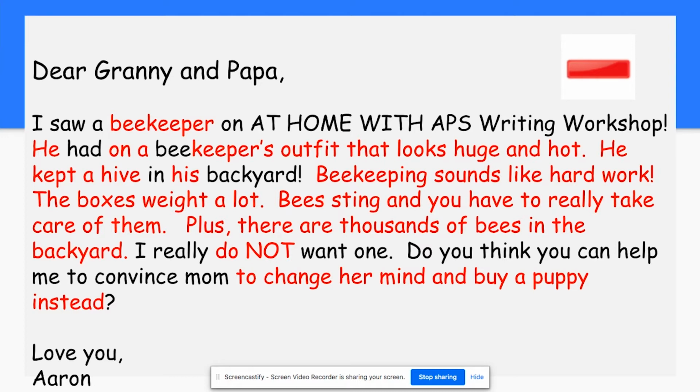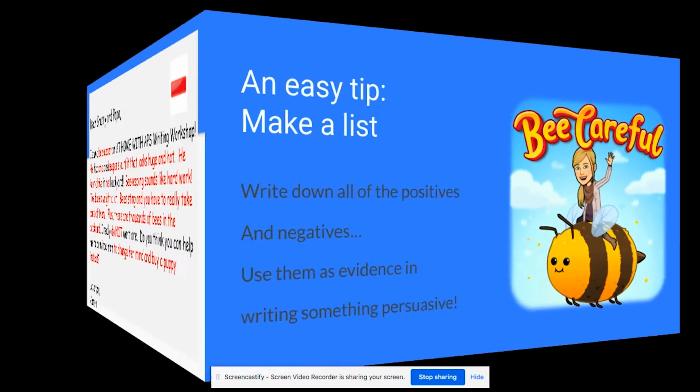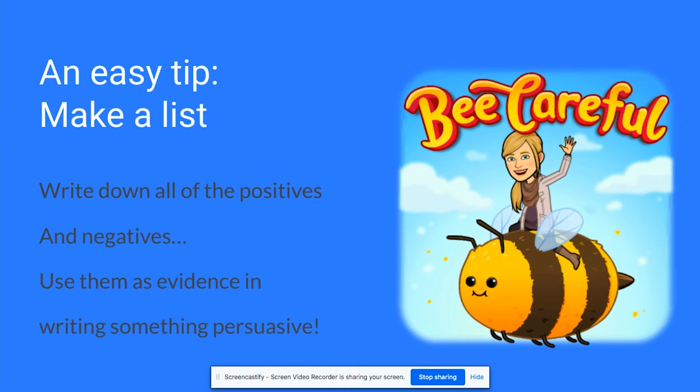Now, not only is this negative, I also saw a spelling mistake. Did you? Now, be careful. An easy tip is to always make a list. Write down all the positives and the negatives. Use them as evidence in writing something persuasive.